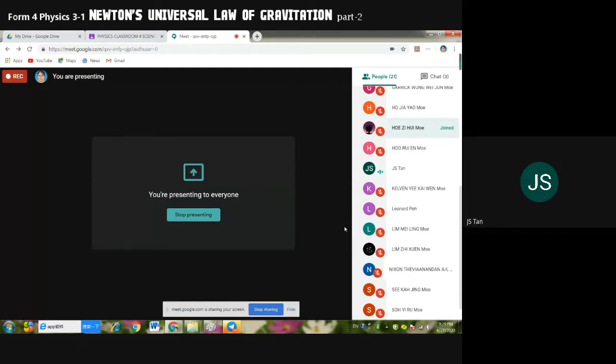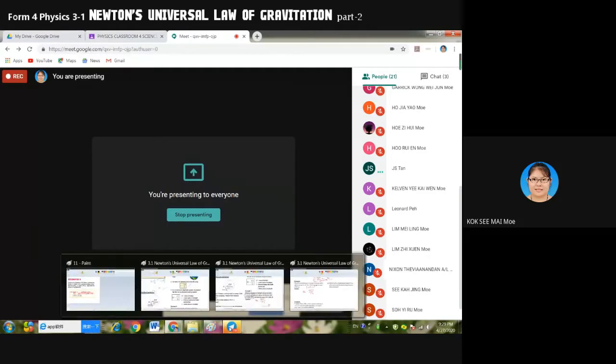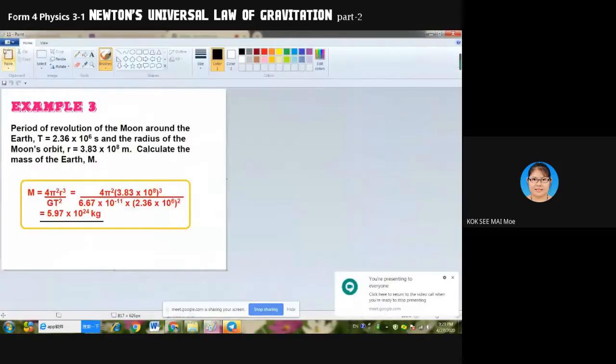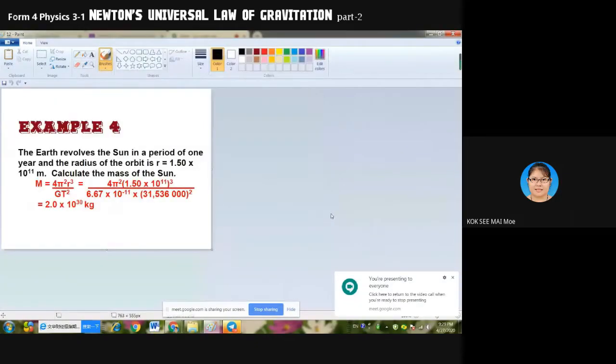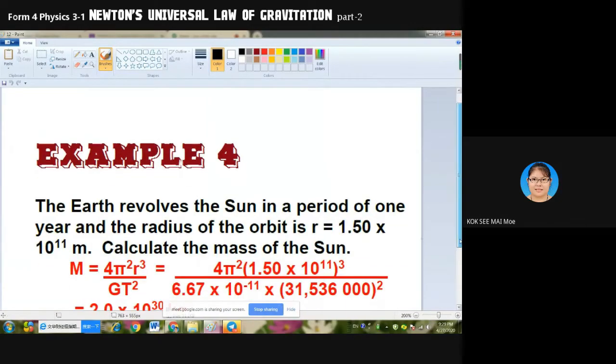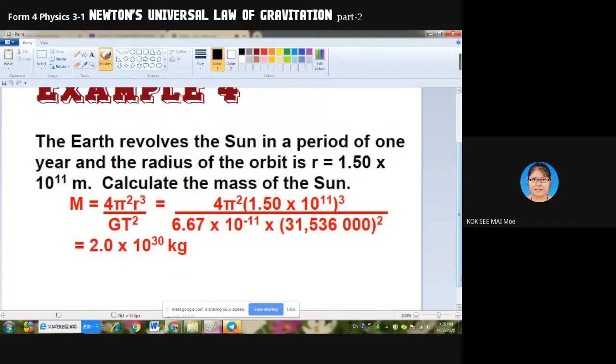2.01 times 10 power of 30. Yes, there's a 2.01 and 10 power of 30. So I'll show you the calculation. We apply the same thing. Although it's the sun and also the earth, we're still using the same formula. You just need to change the radius to that of the right body, and also need to know 1 year converted to seconds. So this one is the answer.